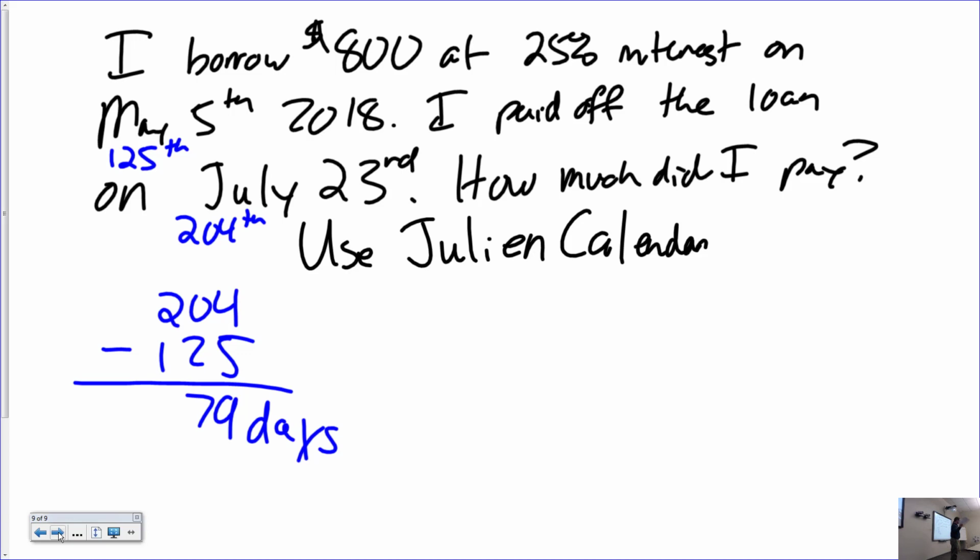Do we use it for anything else in the pamphlet? Yeah. Lots of stuff. So all of these tables inside of here, you're going to be learning how to use most of the tables inside of here to calculate numbers without having to use exponential functions on your calculator. All right? So anyways, this is how you calculate the number of days.